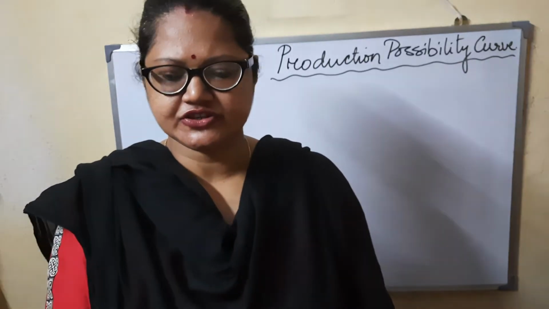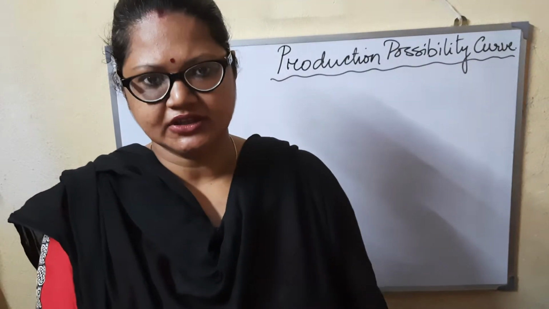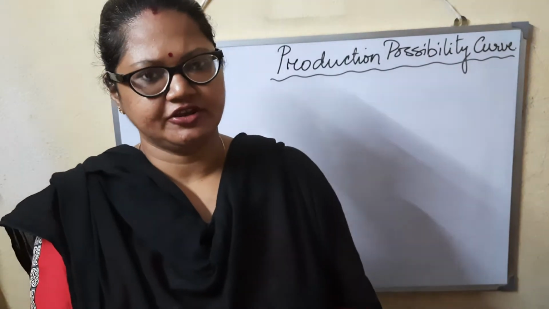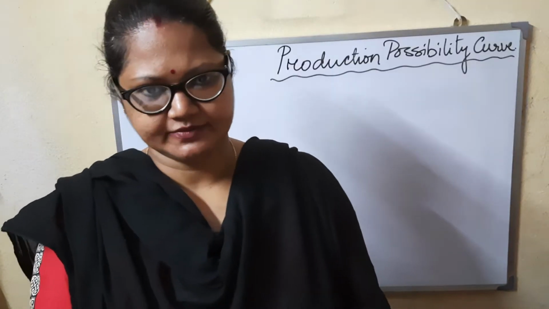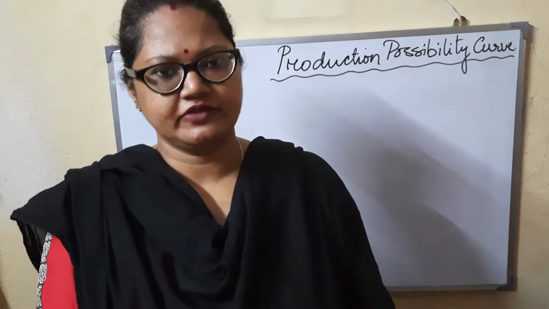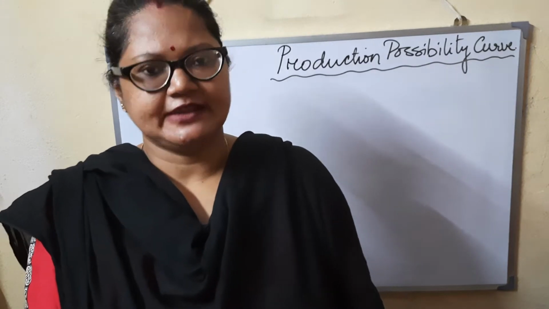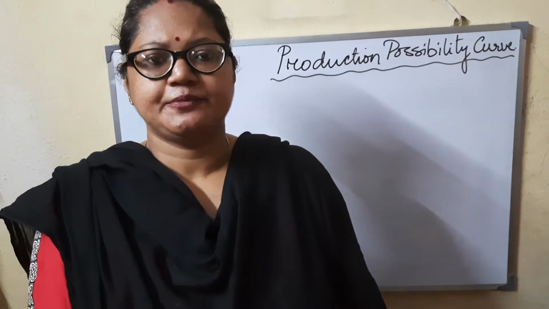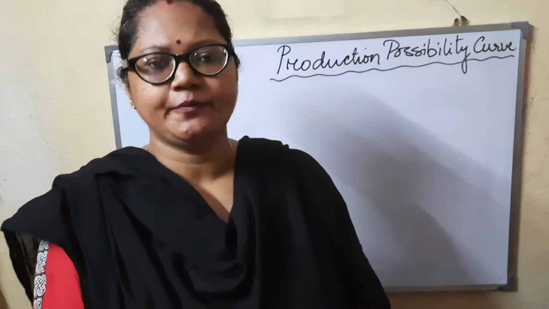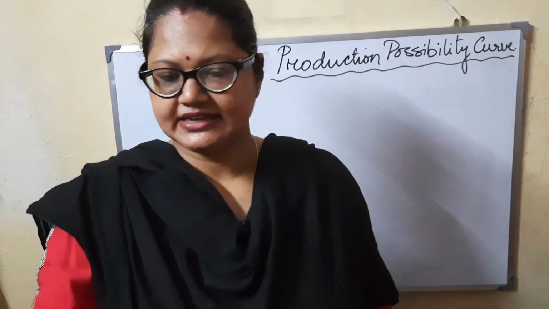Welcome back, children. Today we are going to continue with your third chapter, that is the basic problems of an economy. It's a continuation from the previous class. I'm going to explain to you today the production possibility curve or PPC curve. Okay, so let's begin.